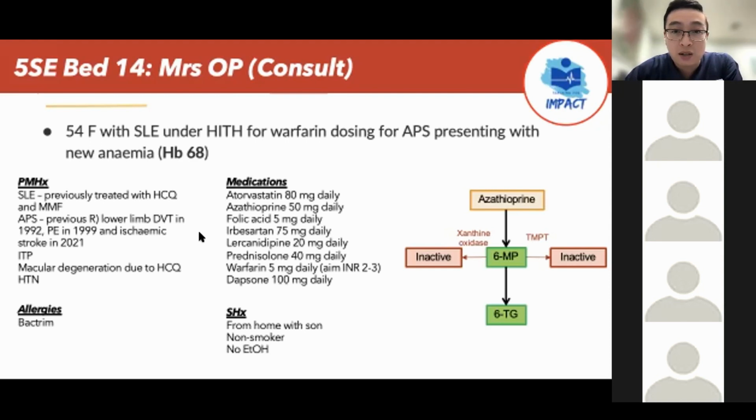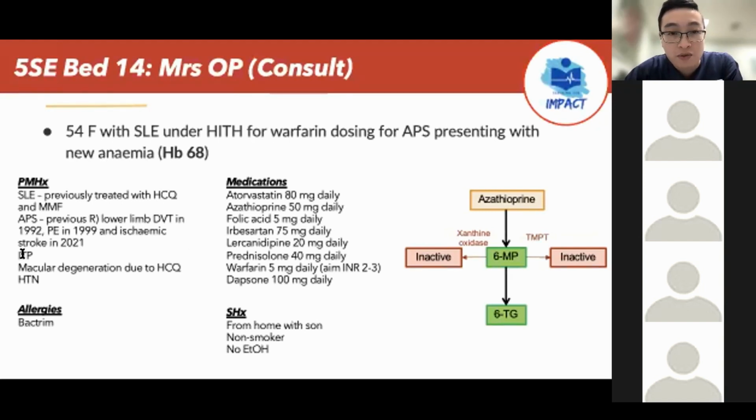Hypertension is the last one. Here is the patient's list of medications. Lots of antihypertensive drugs like lercanidipine, irbesartan, etc. And the hypertension was probably so. Why would this patient be on prednisolone? Actually, that's an unfair question. I think I'm asking you guys to read my mind.